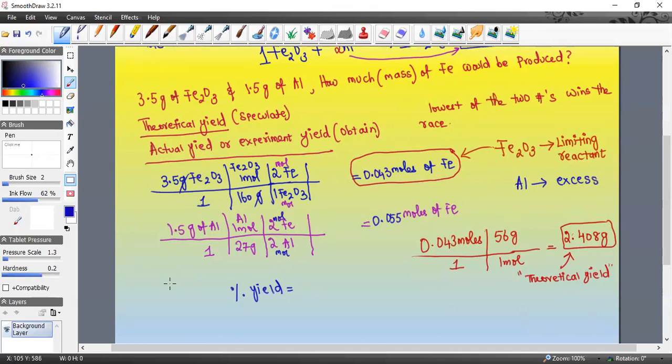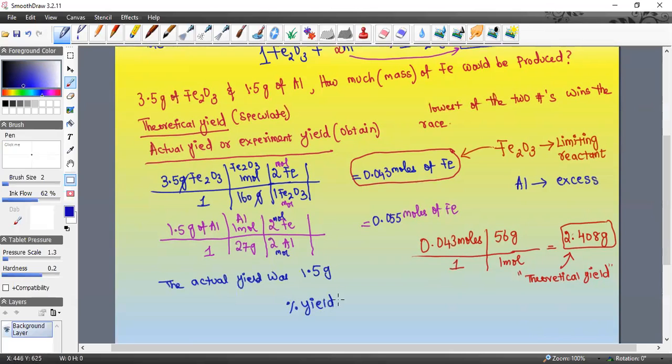Let me actually write the question a different way now. It was not part of the original question, but I'm going to add an appendix to it. Let's say the actual yield was... remember the way we did it in class was not the most efficient way to make iron. There's probably other ways you can make it. The actual yield was, say, 1.5 grams. Then what is the percent yield?